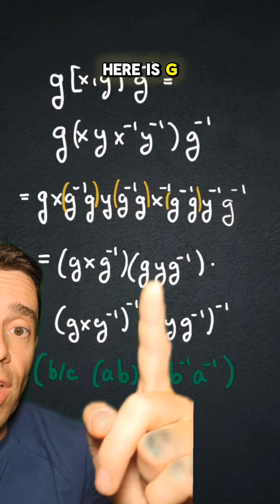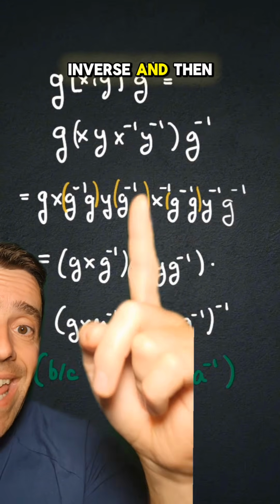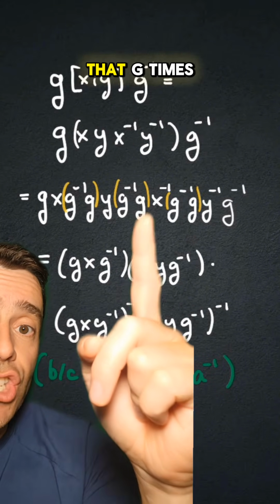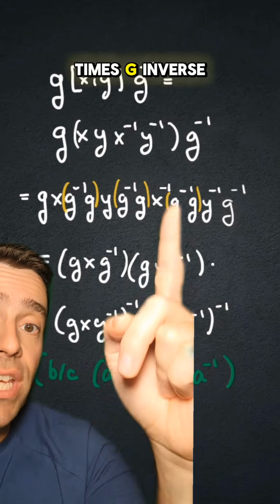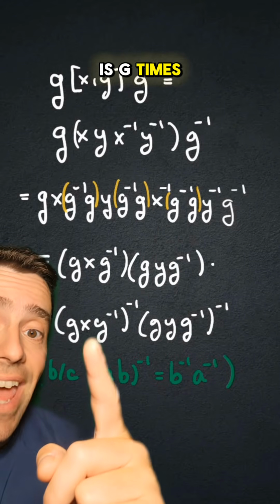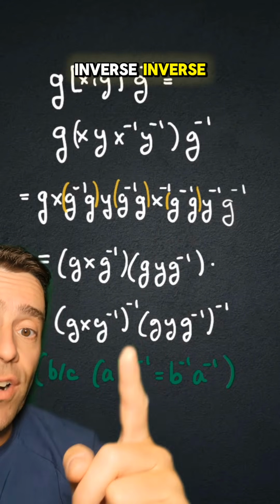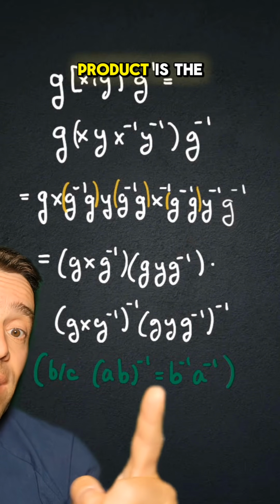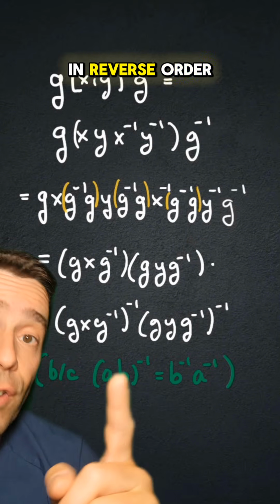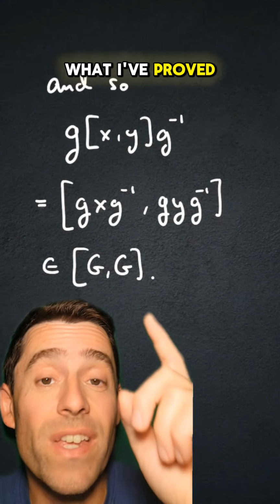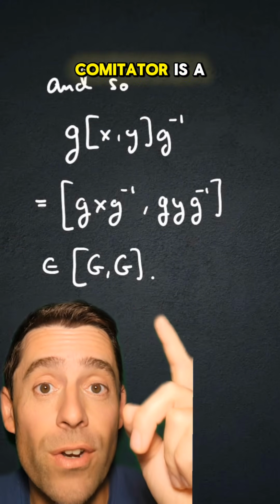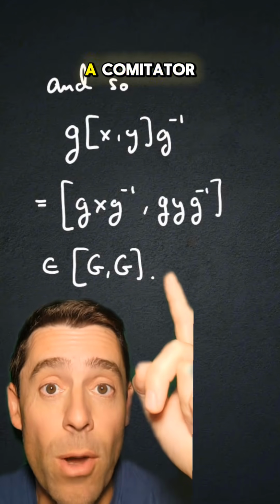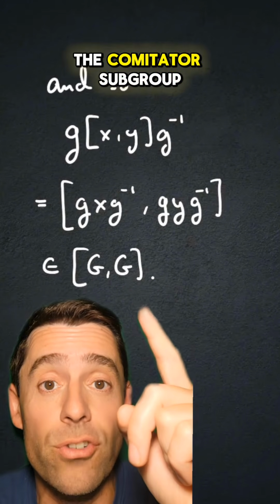this over here is g Y g inverse, and then this part over here, it turns out that g X inverse g inverse is g X g inverse inverse, because remember that the inverse of a product is the product of the inverses in reverse order. What I've proved is that the conjugate of a commutator is a commutator of conjugates, but in particular, it's a commutator, so it's in the commutator subgroup.